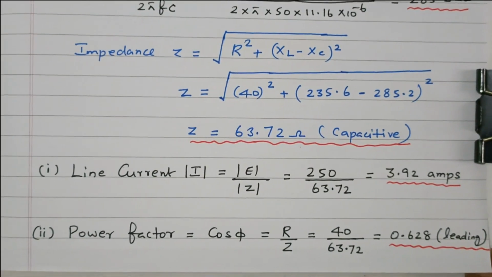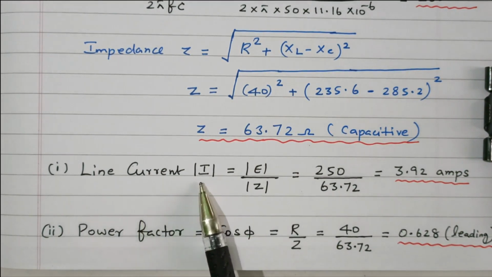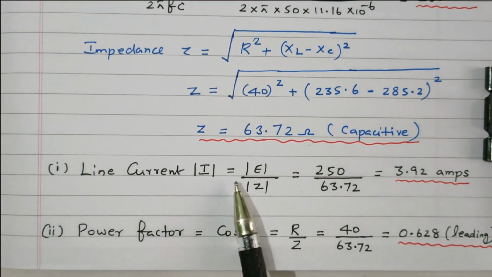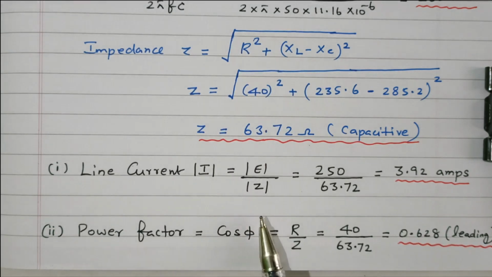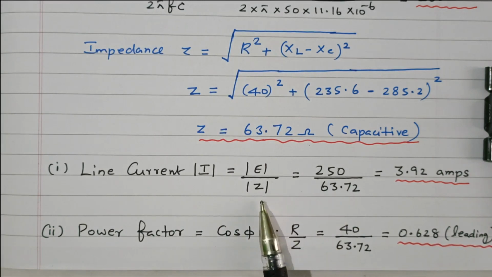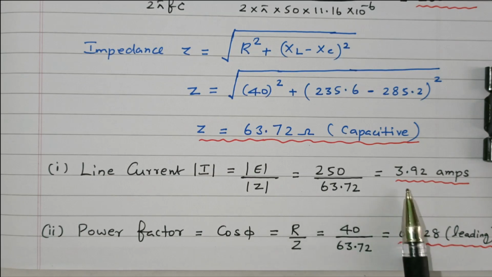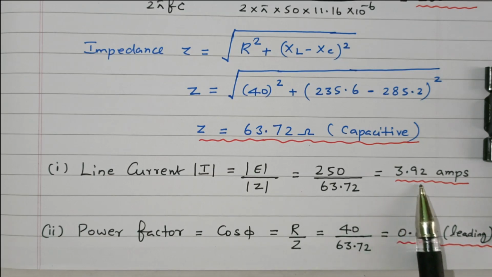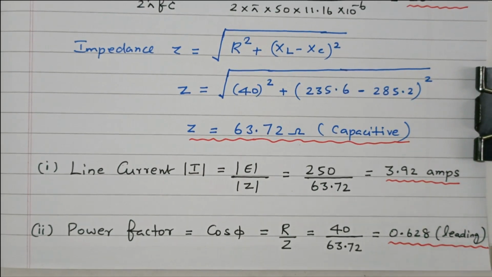The first one is the line current. We need to find the line current. Line current, the magnitude of I equal to magnitude of E divided by magnitude of Z. All are magnitudes. The supply voltage is 250, Z we calculated 63.72. While simplifying we got 3.92 amperes. So the line current is calculated as 3.92 ampere.